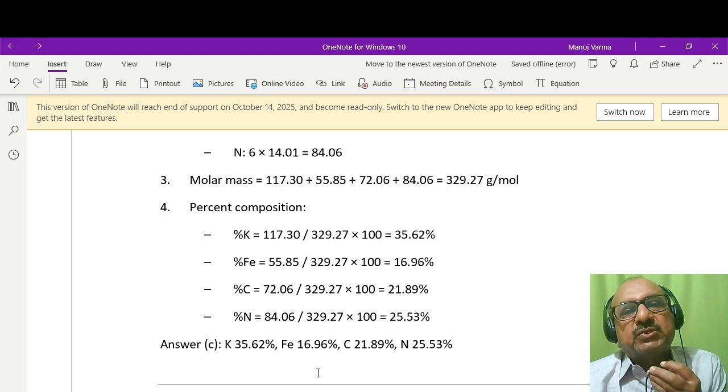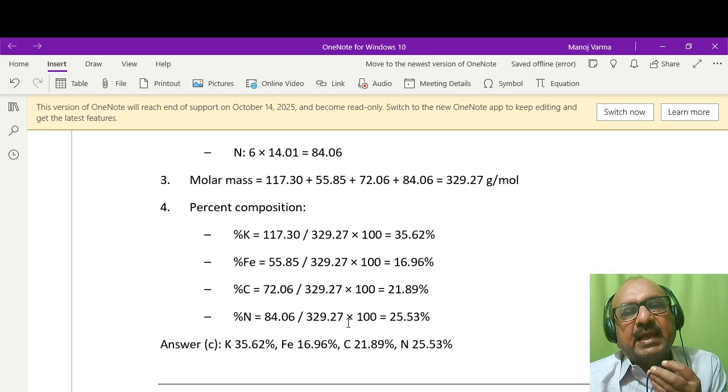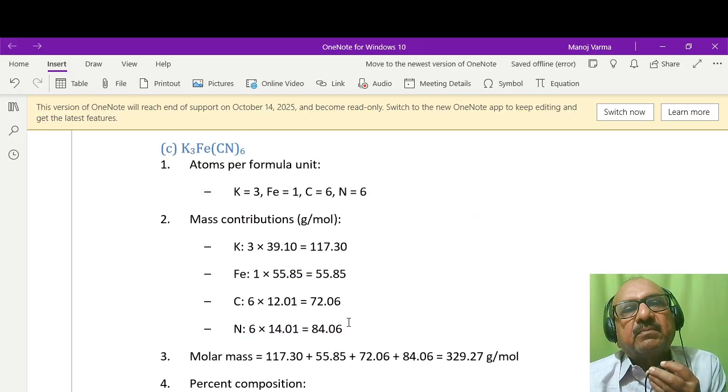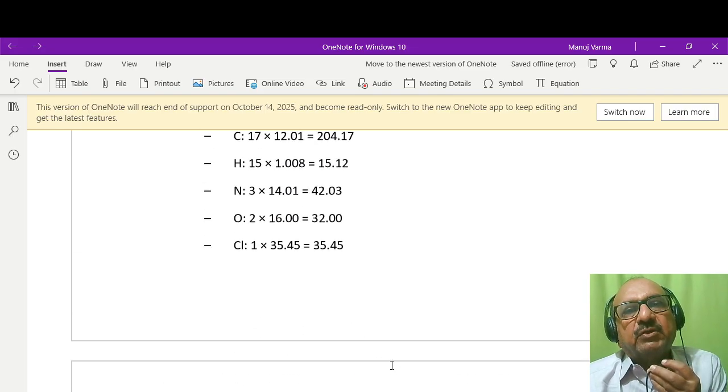So hope you understood how to find out the percentage composition of the elements in a compound by simply considering the formula. Thank you very much for watching.